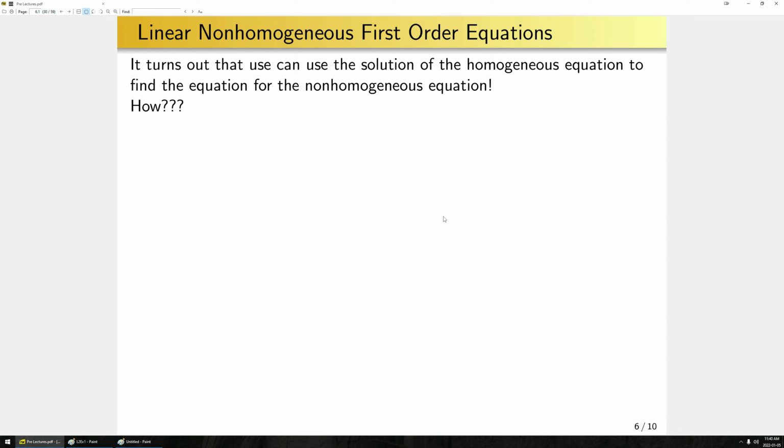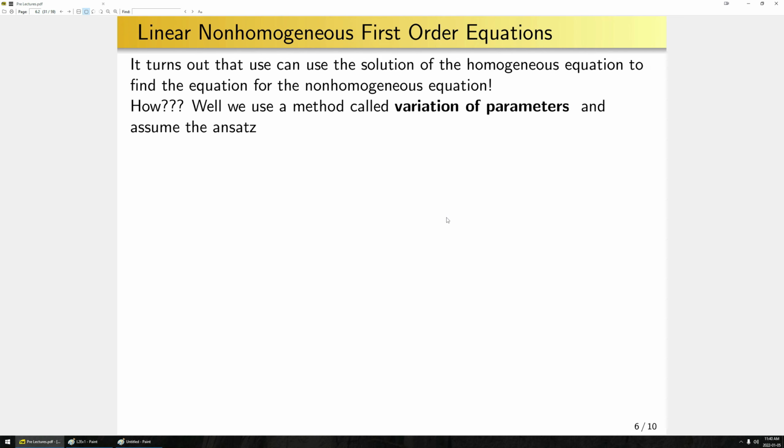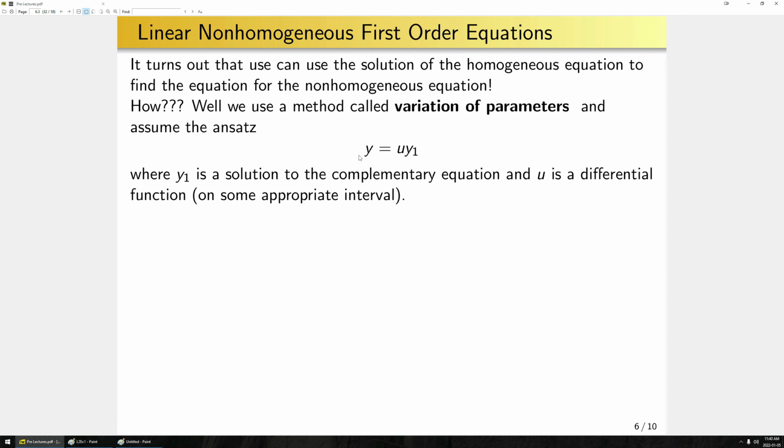Well, we use a method, or one edge case of a method, called the variation of parameters. So what's the variation of parameters? How does it work? Well, we assume the ansatz that y is equal to u times y1, where y1 is a solution to the complementary equation, namely the homogeneous equation, and u is some differentiable function.